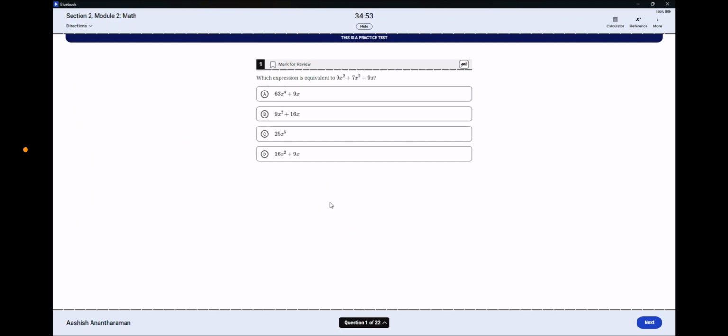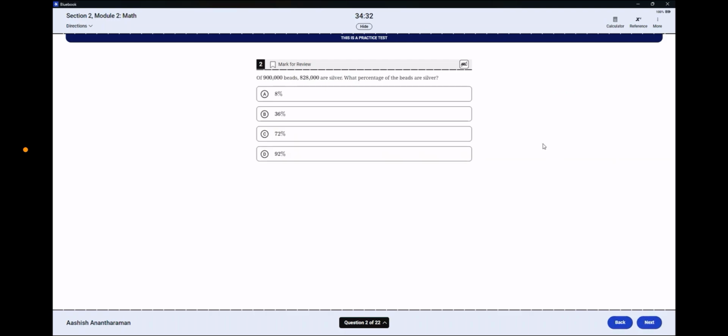Okay, so it's asking which expression is equivalent to this. You can combine like terms here. There's 9x squared plus 7x squared, which is 16x squared. I'm going to speed up my talking here because I want to get to the harder questions. 16x squared plus 9x is going to be your answer.